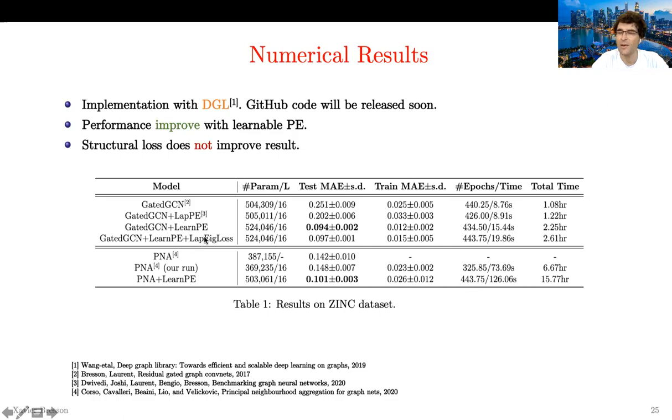Then we can also add this positional loss, and as you can see, we improve a little bit on the standard deviation, but we don't improve the overall performance. This is PNA. The performance is 0.14. If we add this learnable positional encoding, then we can improve to 0.10. So we can see that we can improve message passing GNN architectures by adding this learnable positional encoding. Something surprising is that we don't actually improve the result when we add this structural loss of Laplacian eigenvectors. So we might want to use different losses.